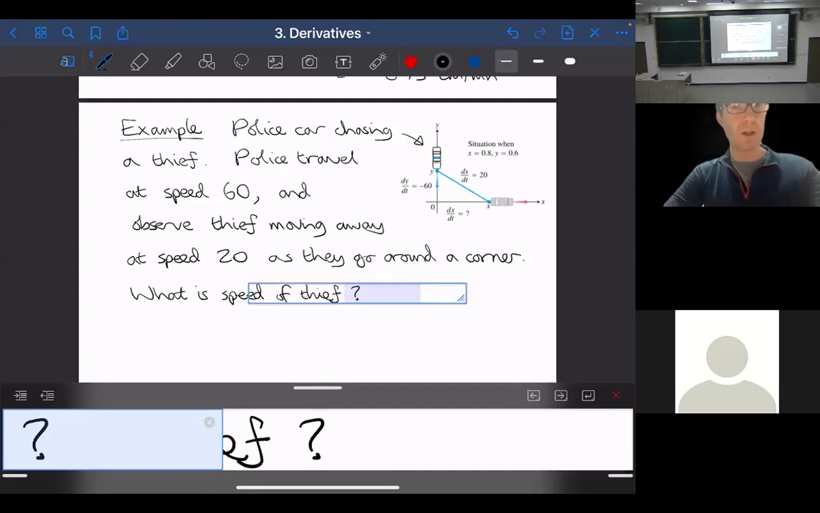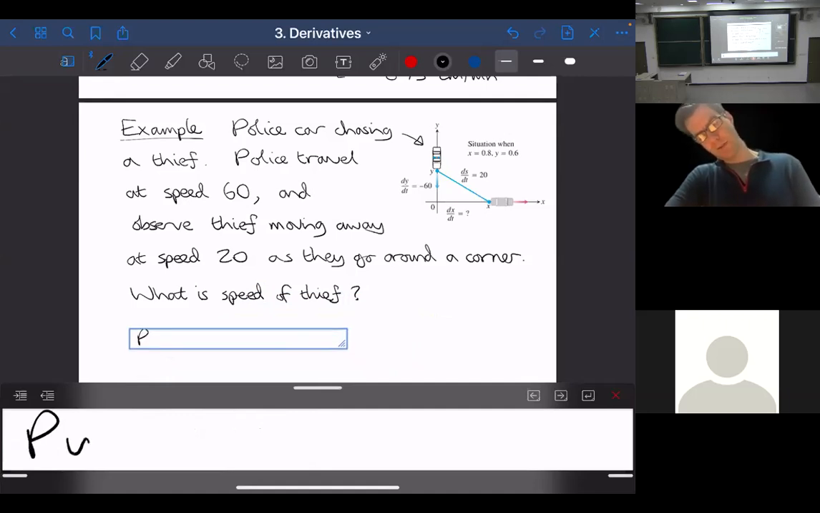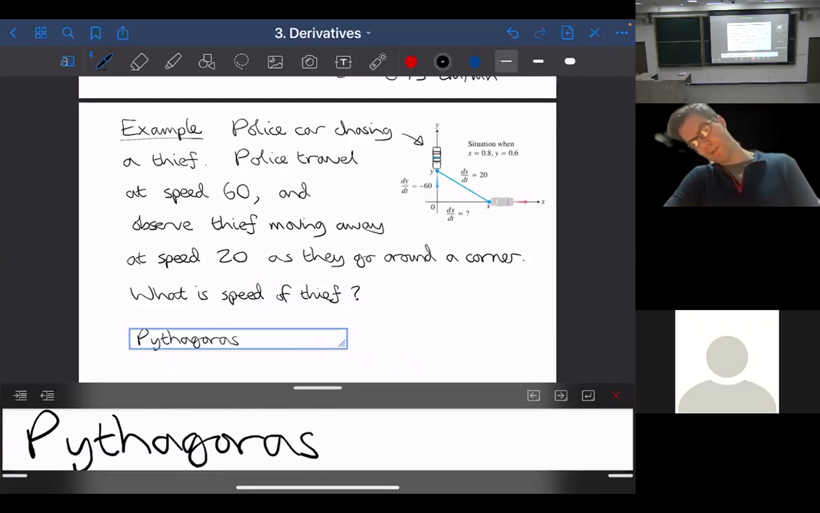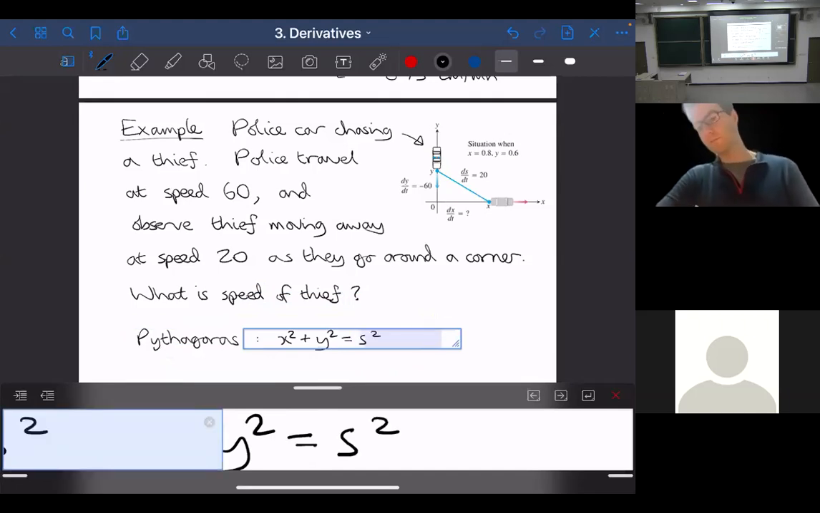So this has been drawn in the picture. The police car is on the y-axis and the thief is on the x-axis. Police car is going at speed 60, so dy by dt is minus 60. And they know, using some device, maybe it's a sound sensor, that the thief is moving away at speed 20. So ds by dt in the picture is 20. So how are x and y and s related? Just Pythagoras gives us that x squared plus y squared equals s squared.